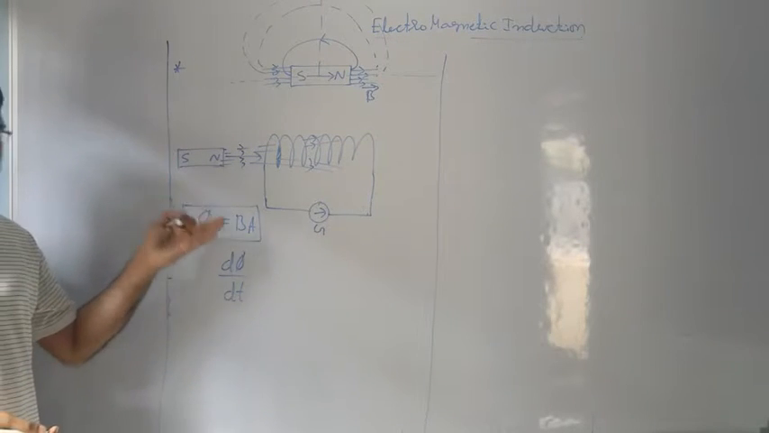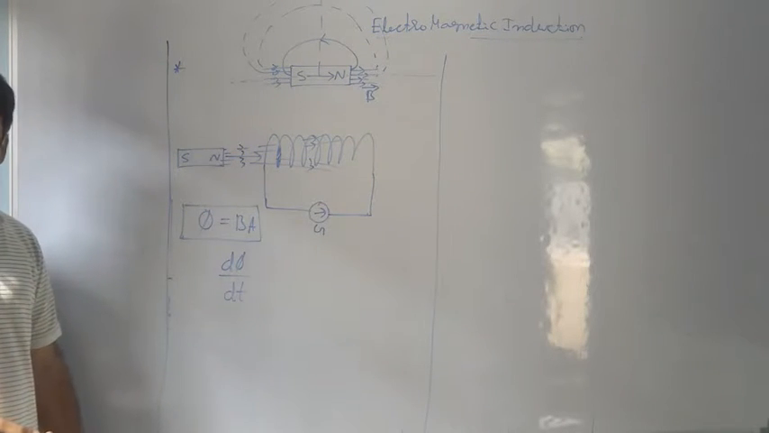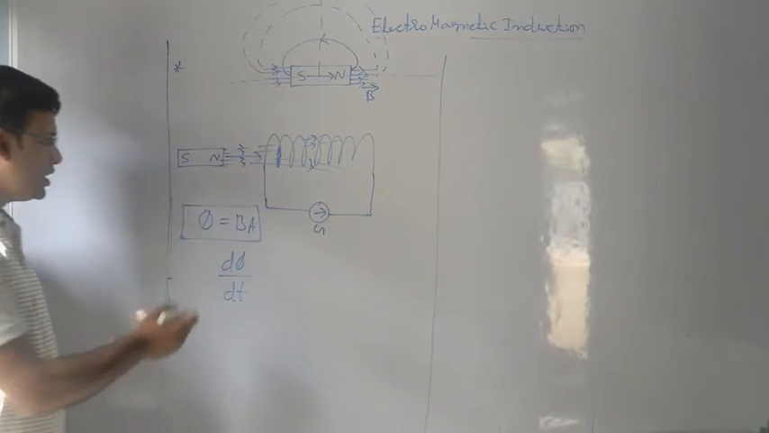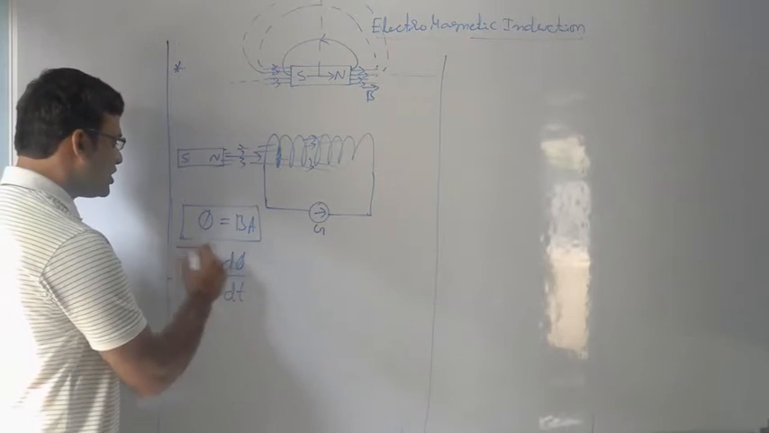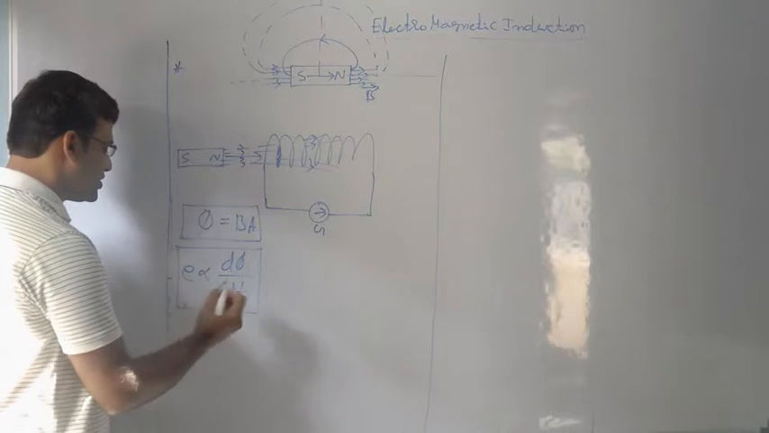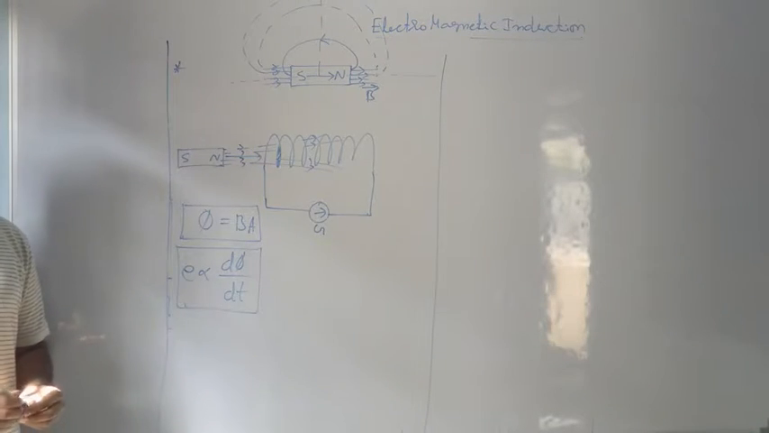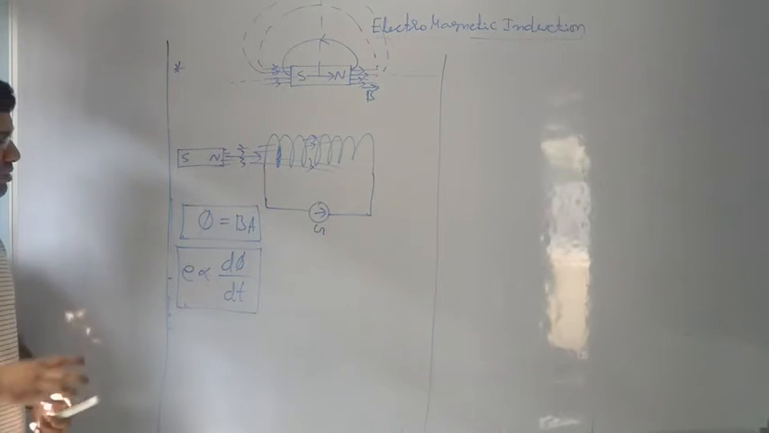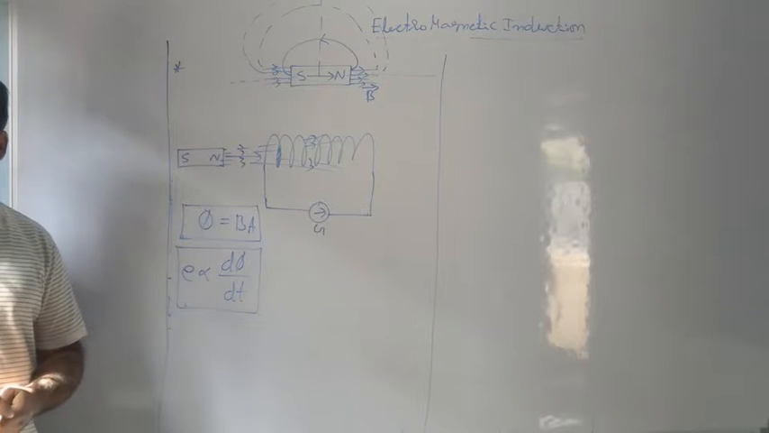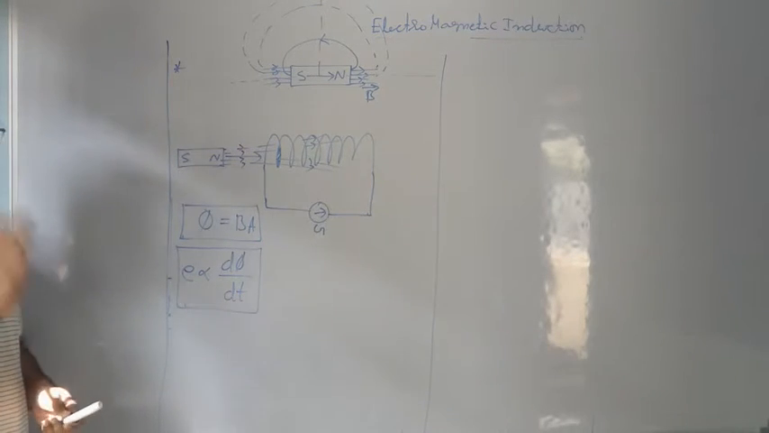Before the current, first the EMF is generated. Potential difference, that is EMF. So EMF is directly proportional to the rate of change of flux, as explained by Faraday. Is it okay? Now, can you observe this in all the cases? Rate of change of flux, that is the only concept we have to discuss here.